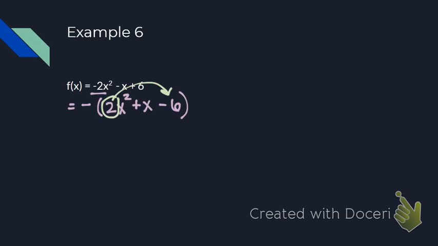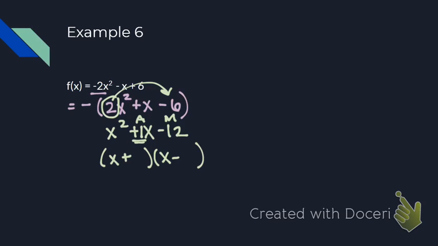So I don't want the 2. I move it to the back and multiply. So x times x will give me x squared. The last sign's minus, so these are different, a plus and a minus. Now this time I have to add to 1 and multiply to 12, and so that's going to be 4 and 3. The way I add to a positive 1 is a positive 4 minus 3.